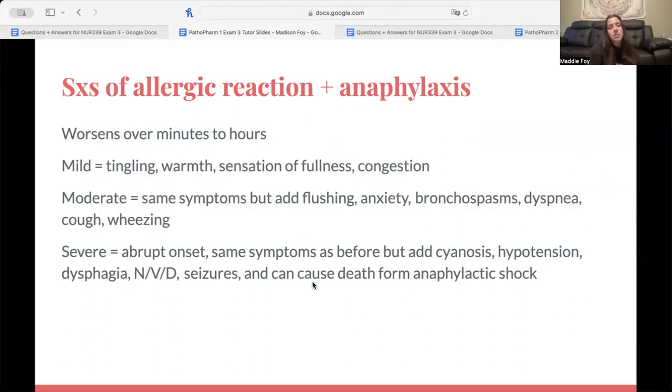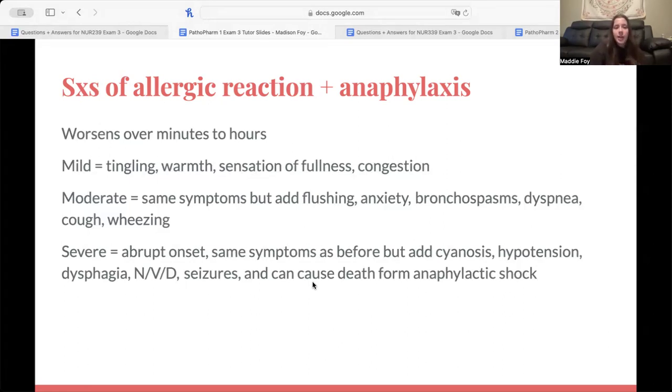So the signs and symptoms of an allergic reaction and anaphylaxis. There are different levels of allergic reactions that progress to anaphylaxis. These can worsen from seconds after being exposed to the allergen to minutes to hours. It just depends on the severity of the allergy. You can have a mild reaction. This could involve tingling in your body, warmth, a sensation of fullness in your chest or your stomach, and then congestion. So that's a mild allergic reaction.